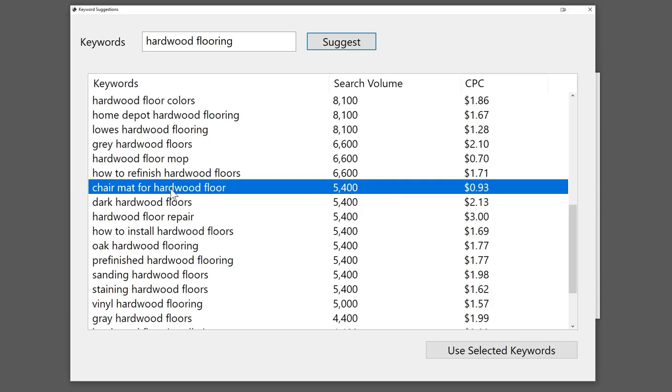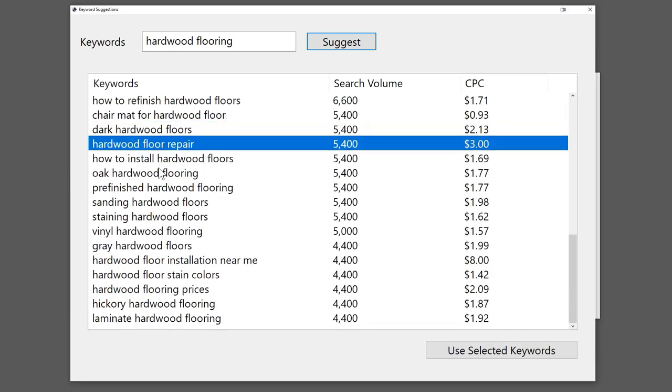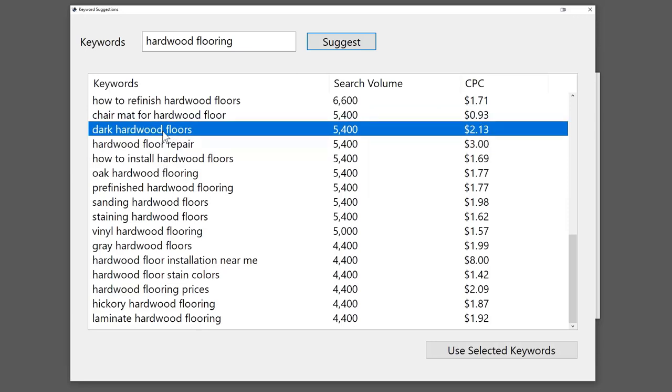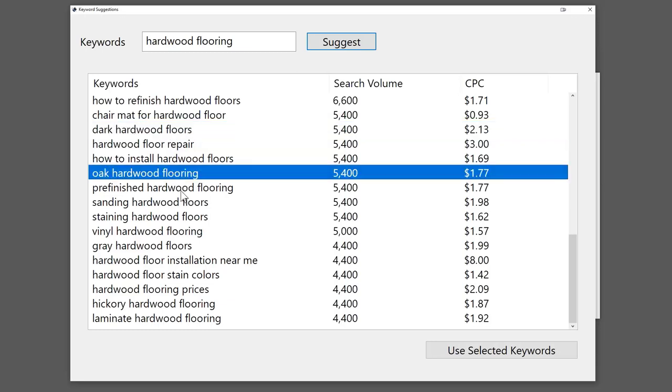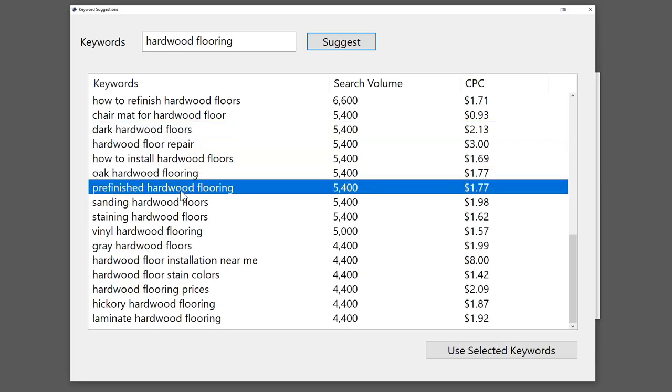I'm guessing, I don't know this topic, but I'm guessing they want to protect their floor from any kind of marks from their chairs, because when you sit on it, you've got the full weight of a person pressing down, usually on four legs of the chair. So that's kind of concentrating the weight of a person. Repairs. Okay, so if you have a hardwood floor already, what about repairing dark hardwood floors? Going back to the colors question, oak, pre-finished. Okay, now I don't know much about that, but I guess is this for kind of home installation?